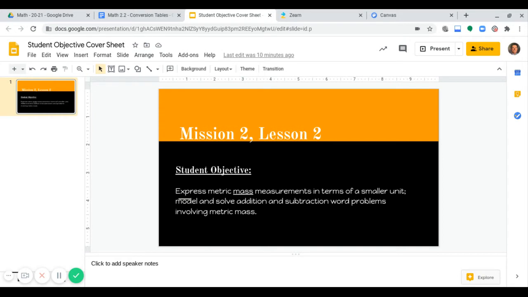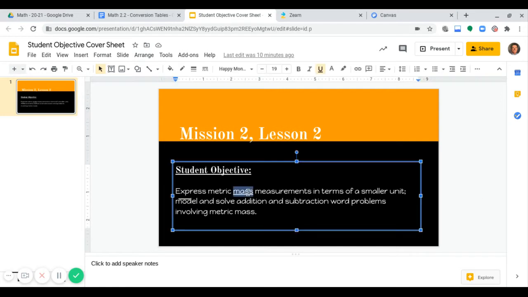Okay. This objective is very similar to the objective from Lesson 1. The one difference is in Lesson 1, we were expressing metric length measurements. We were dealing with meters, kilometers, centimeters. And those were all dealing with length because those measure how long something is. Today, we're just changing out the word length for mass. So we're expressing metric mass measurements in terms of a smaller unit.